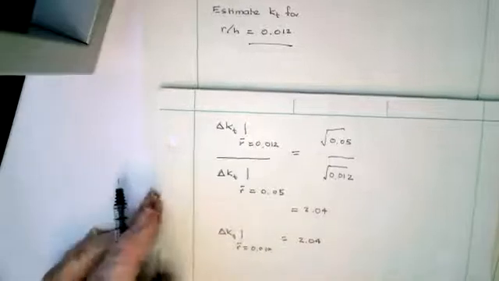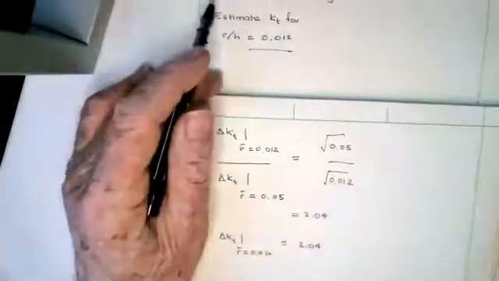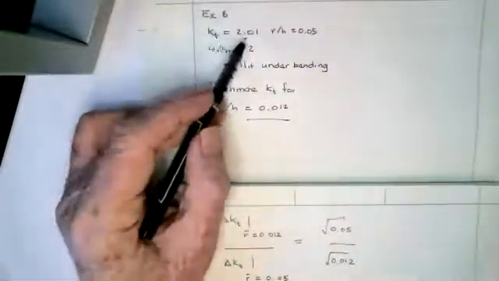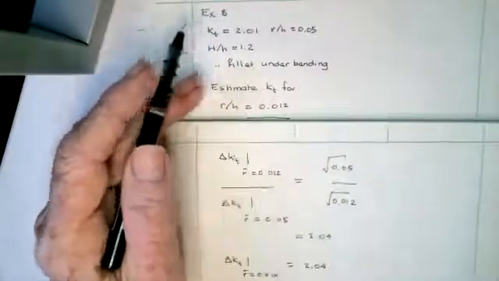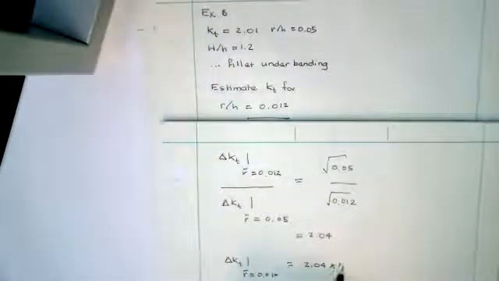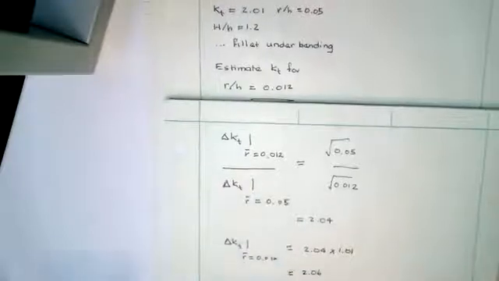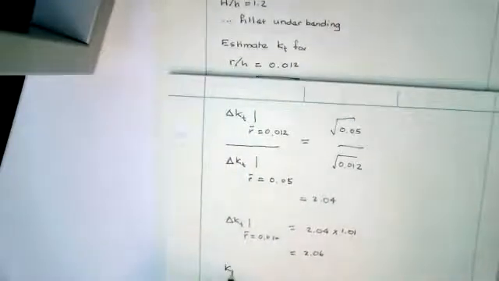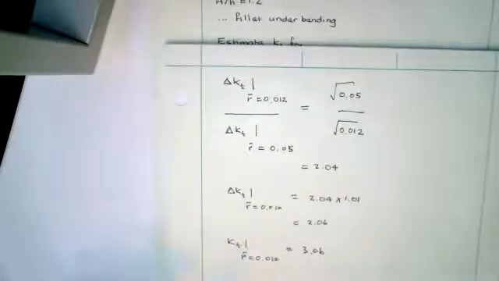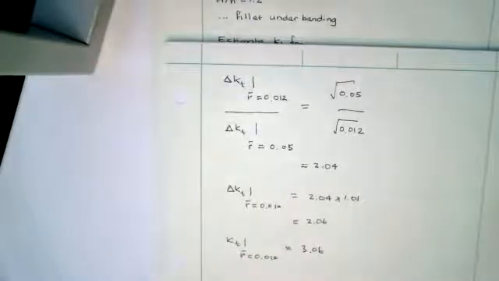What was delta KT for 0.05? Well, it was 2.01. You subtract 1, it's 1.01. So that's 2.06. Then KT, you add 1, you get 3.06. The decimal place, you should take with a grain of salt, it's just an estimate.